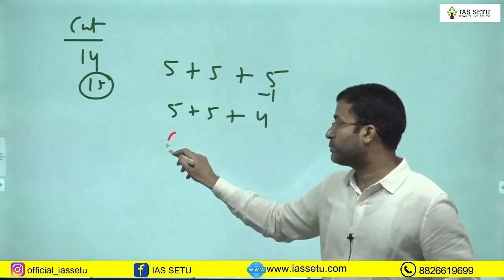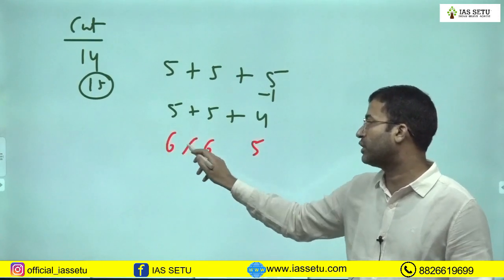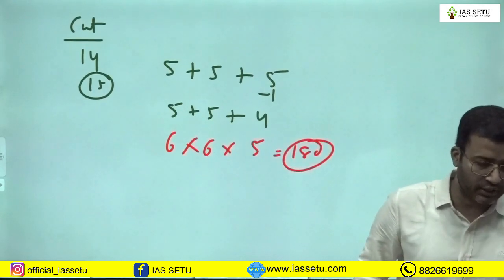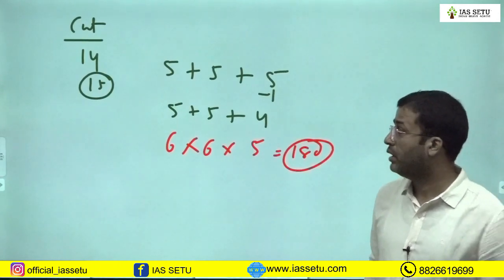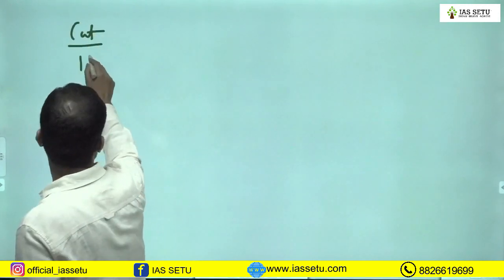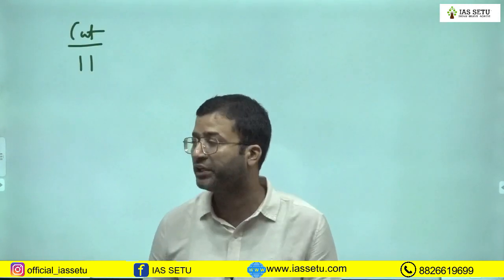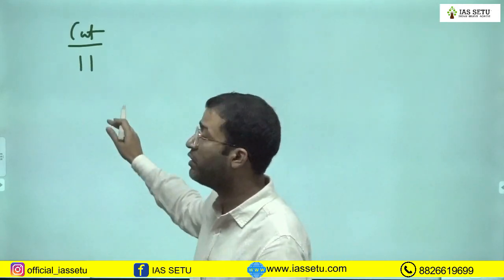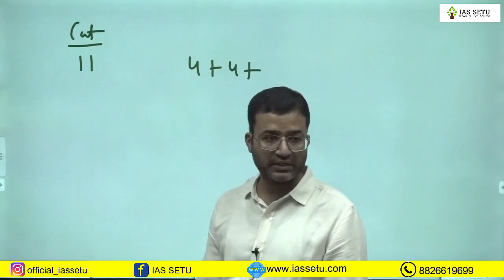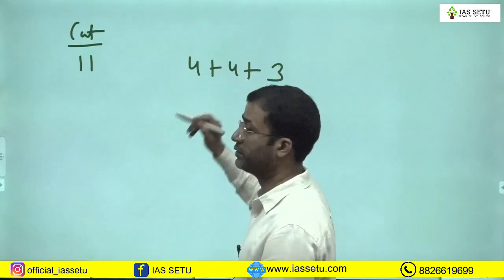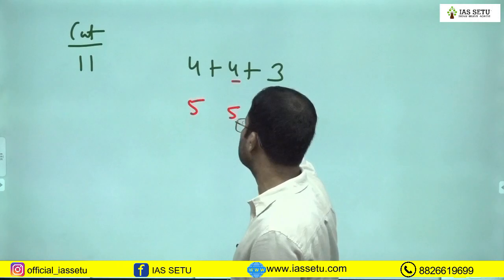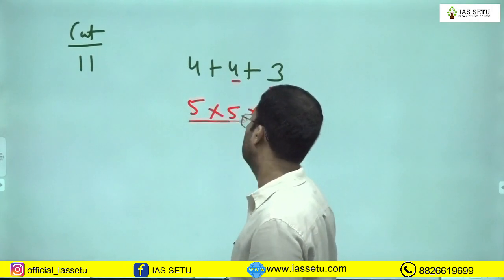5 cuts give you 6 pieces, 5 cuts give you 6 pieces, 4 cuts give you 5 pieces, 36 into 5, 180. 14 cuts give you 180 pieces. Let me take one more. Number of cuts 11. The multiple of 3 near to 11 is 12. If you have 12 chocolates, how do you distribute? 4, 4, 4. But since it is one less, 4, 4, 3. This 4 cuts give you 5 pieces, 4 cuts give you 5 pieces, 3 cuts give you 4 pieces. So this is 100.